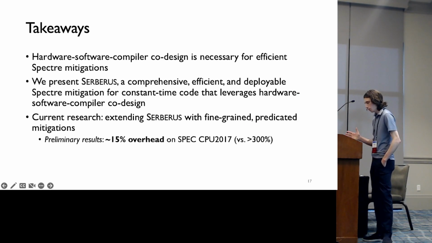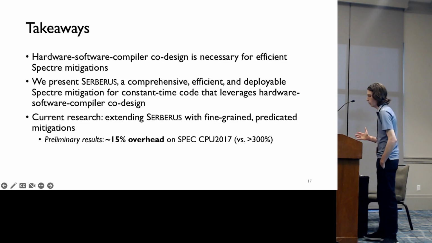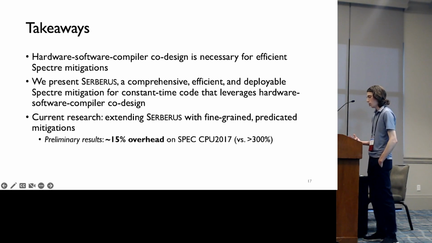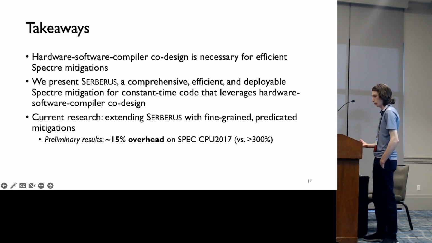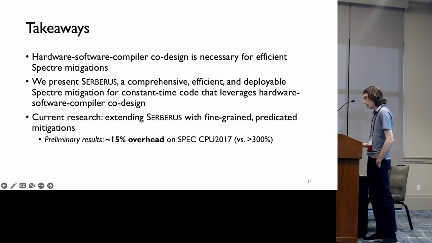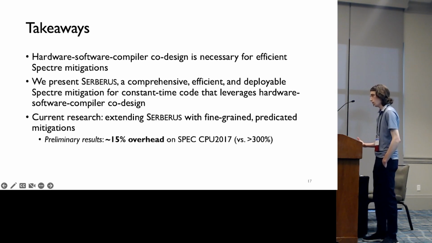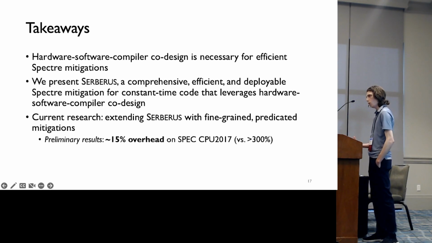Okay, so that's just about the end. Briefly, the takeaways are that we think hardware-software compiler co-design is necessary for efficient Spectre mitigations. We've done some of that to develop Serberus, which works very well for constant time code, but doesn't work well for non-constant time code. So we're currently looking into extending Serberus with these fine-grained predicated mitigations. Our preliminary results show we're getting about 15% overhead. We think we can get less than that, so I think we'll get a huge speedup compared to the 300% we were seeing before.